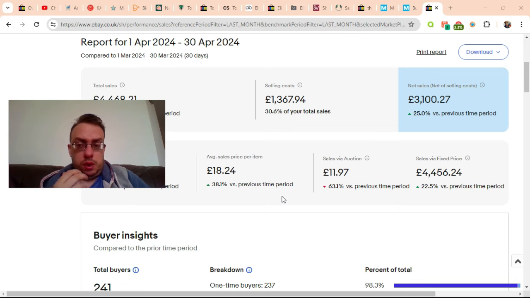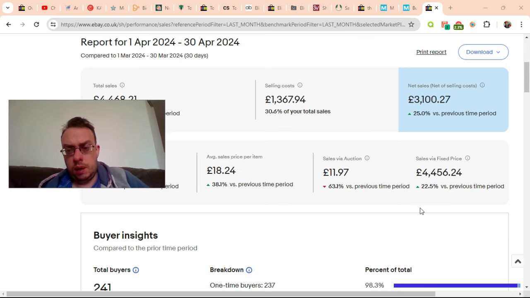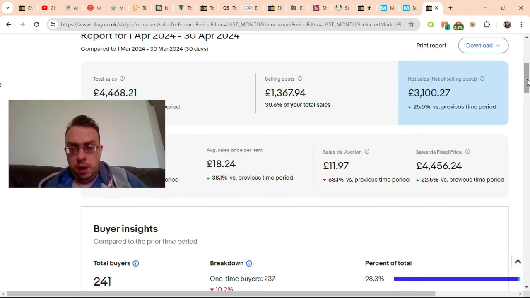And the stuff slowly trickles out. So happy with that. And obviously the sales via fixed price has increased, which has driven the overall increase in sales value. So that's fine. Be nice to see that increase again this month.